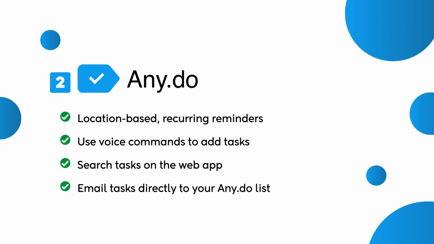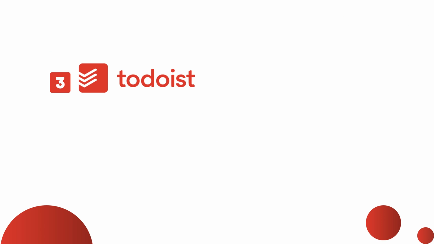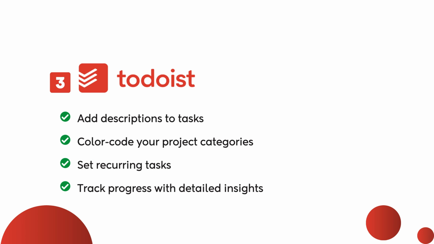Another daily planner app on our list is Todoist. This app allows you to add descriptions to tasks so that there is no confusion. You can use its attractive color coding feature for your different project categories. You can also set recurring tasks and track your progress with detailed productivity insights.